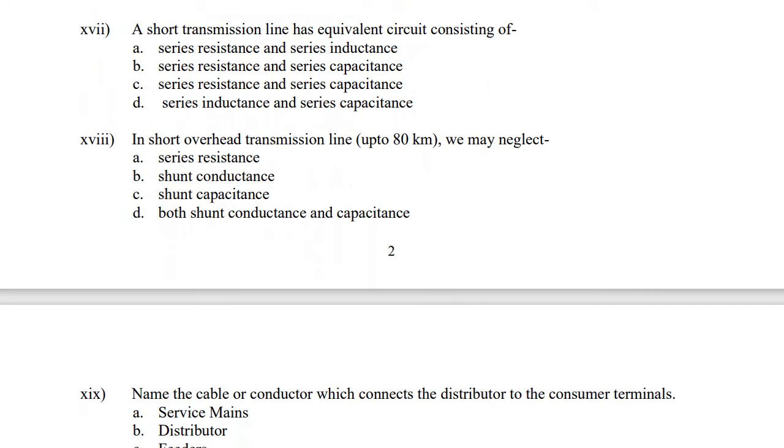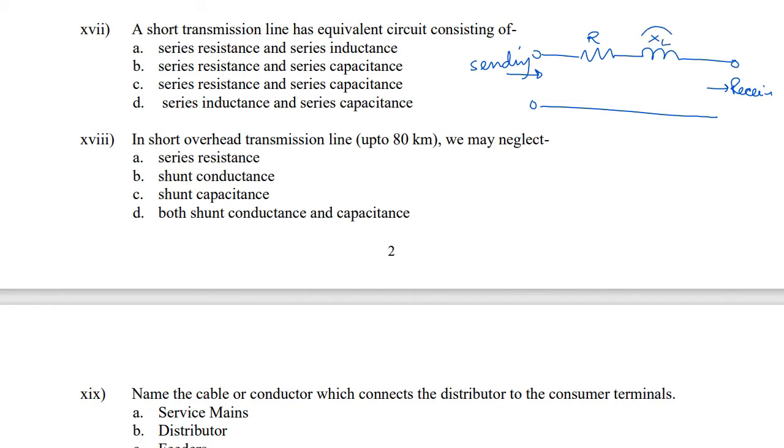Next, a short transmission line has equivalent circuit consisting of, we know a short transmission line is generally represented like this. Okay, so this is the sending end and this is the receiving end. Okay, this is resistance and this is the inductive reactance part or the inductor. Okay, so series resistance and series inductance. Okay, that is option A is the correct answer.